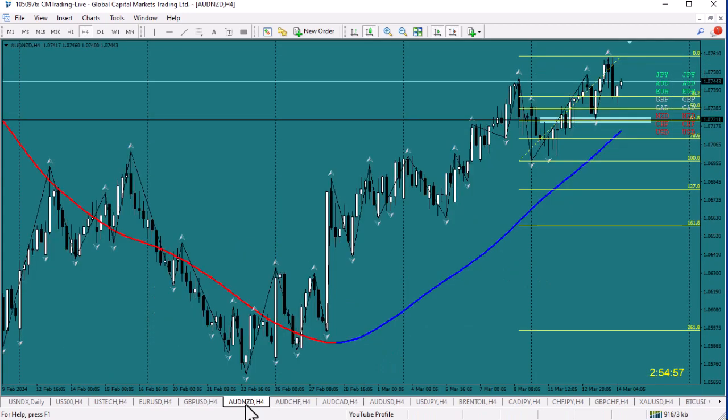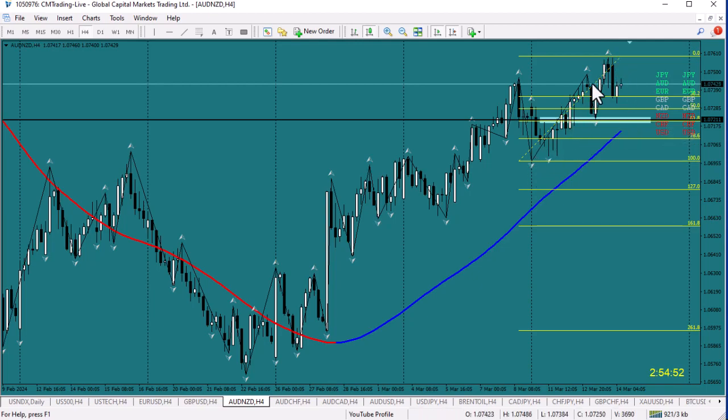Then we move on to the Aussie New Zealand. Aussie New Zealand, Aussie green zone, New Zealand red zone. So I'm still waiting for this last directional swing there. Retracement, market structure here right at 61%, so I'm keen on taking some longs at this level.